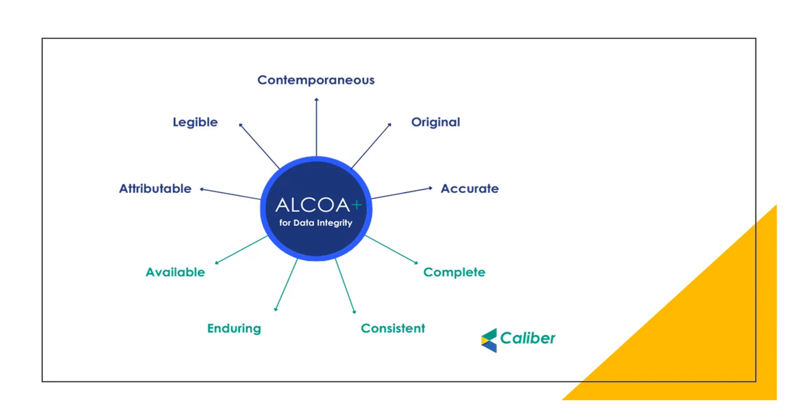So those are the main standards for ALCOA. The plus was added later for data integrity, which is also very important. We want to make sure that what we're writing and what we're documenting is truthful, and that we're projecting that we are understanding GMP processes.